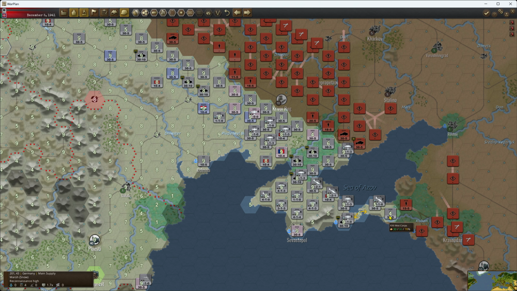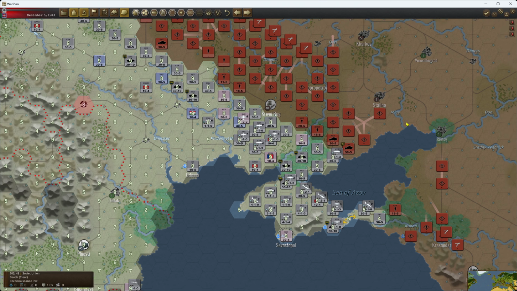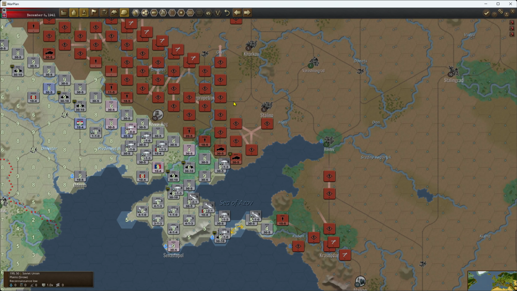And I'm going to give it a try this turn to go out here, but I'll bet I'll still be out of supply. And if that's the case, then I'm just going to go back here to the crossing and just hold it. But once spring happens, I intend to resume the offensive, and I'll have to cross the Minas River here. I'll have to get Rostov and then cross the Donets and cross the Don and hopefully get into Stalingrad.